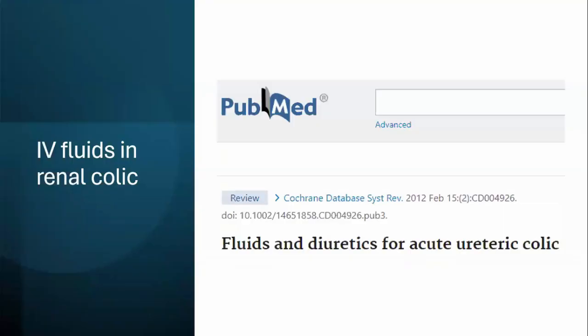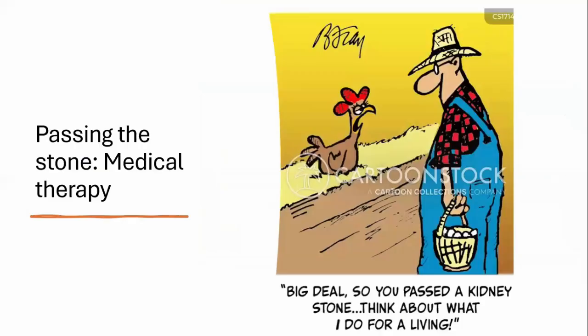Cool. In terms of fluids in renal colic, another thing, we all like to push fluids for these patients. There's no evidence for fluids in renal colic. It doesn't help. The only role is if your patient is really volume depleted because they've been vomiting so much. Then there might be a role for volume replacement.